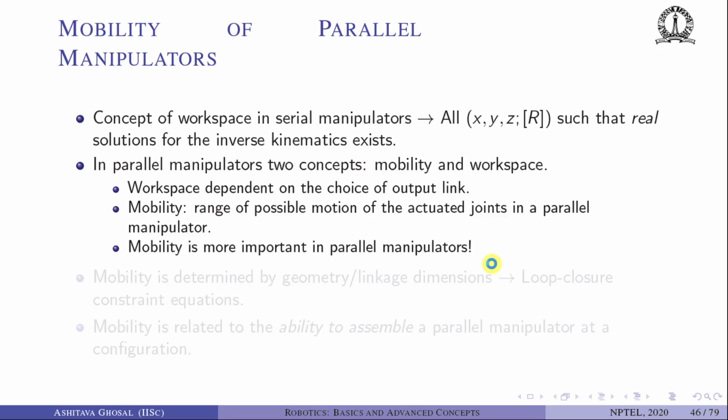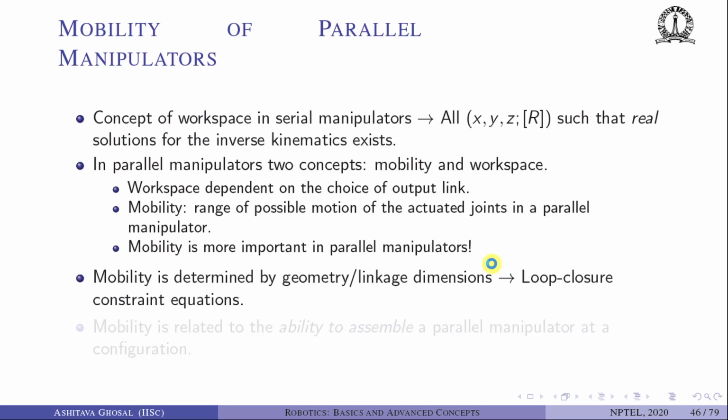In a parallel manipulator, there are two concepts. First is mobility and the second is workspace. Remember, the output link is not natural or obvious in a parallel robot, so the workspace depends on the choice of the output link. The mobility, on the other hand, is the range of possible motions of the actuated joints in a parallel manipulator. We clearly know which are the actuated joints, and as we will see later, not all possible values of the actuated joints can be achieved. So in a sense, mobility is more important in parallel manipulators.